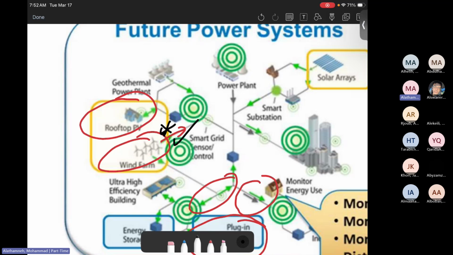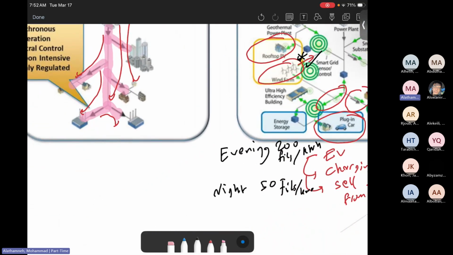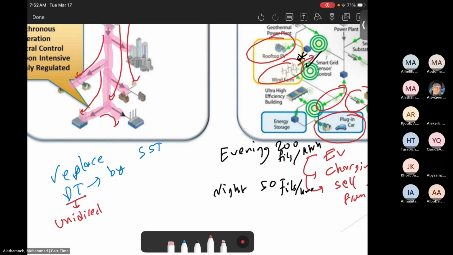So bidirectional power is a challenge, and we are doing a lot of research about it. Actually, there is one research that I'm currently working on: replacing the distribution transformer with something called a solid state transformer, because the distribution transformer is only unidirection, while the solid state transformer is bidirection.